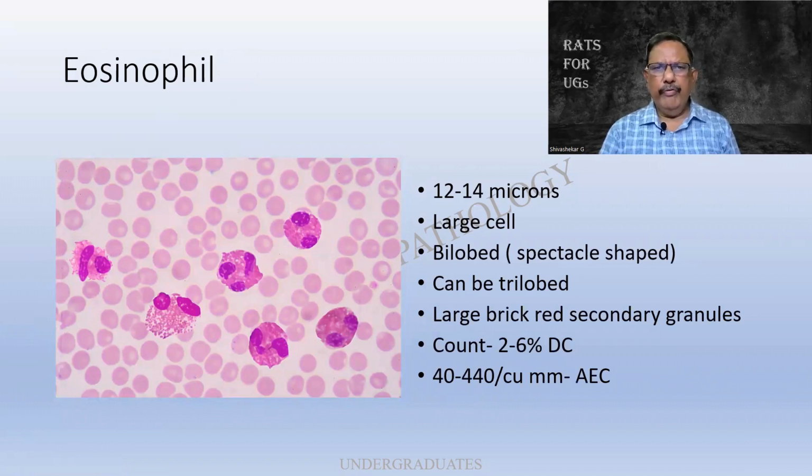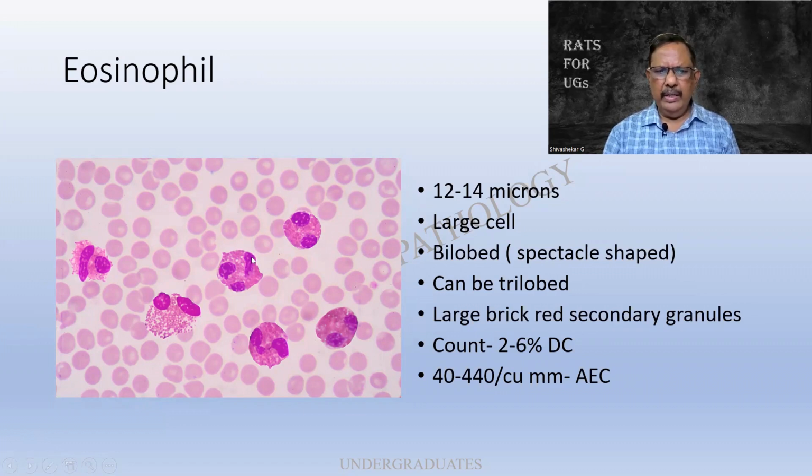This kind of field will either be focused for you or will be given in the chart that is distributed to the students. Therefore, it should be easy for you to identify. We need not move the field and strain. Straight away it is over here. I am able to see the brick red granules. The point that you will have to write for the diagnosis will be brick red granules. The nucleus here is bilobed or spectacle shaped.